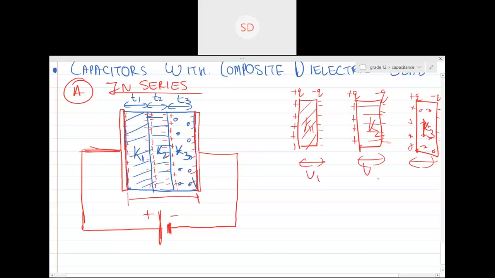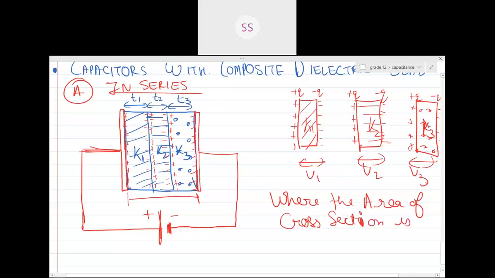Yes or no, guys? So always remember this type of connection where the area of cross section is similar for everyone. So T1 is equal to T2 is equal to T3? No, T1, T2, T3 are not equal. Who said T1, T2, T3 are equal? I'm giving you the potential. This is V1, V2, V3.